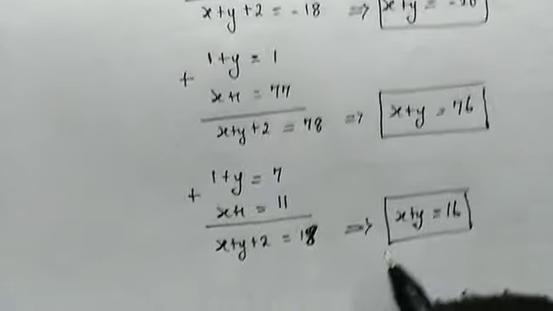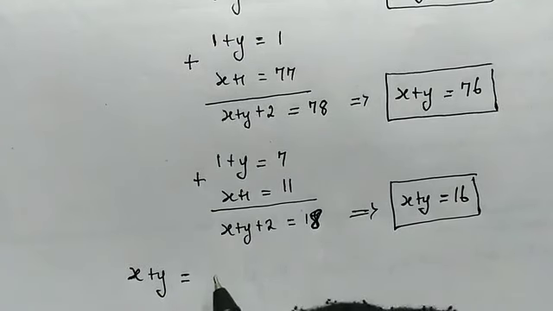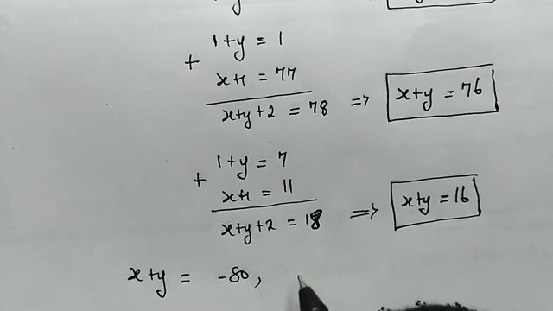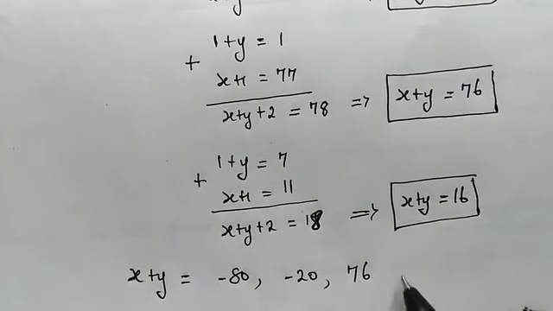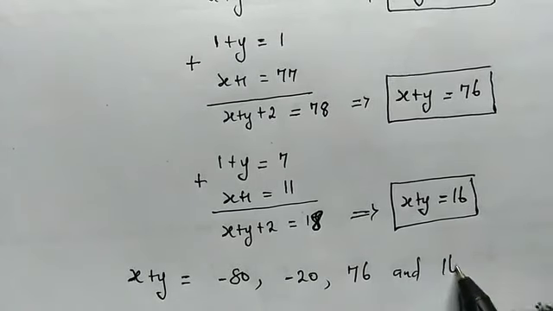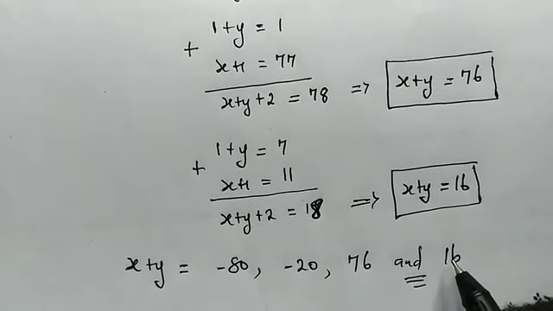So from here we come up with the solutions: x plus y is equal to negative 80, negative 20, 76, and 16. And here we have the solution to this Olympiad mathematics problem.